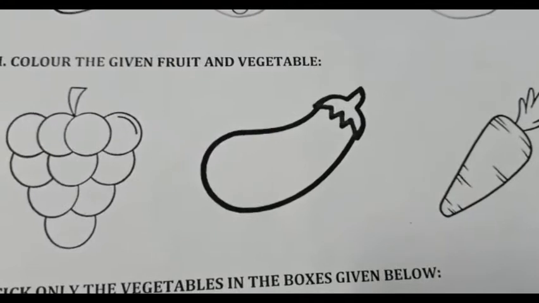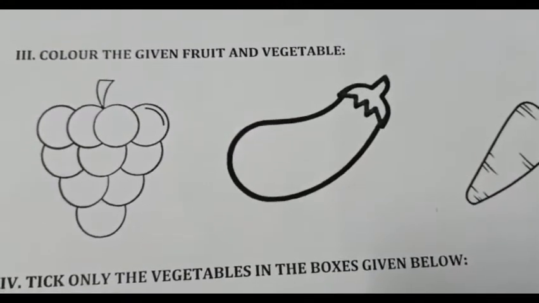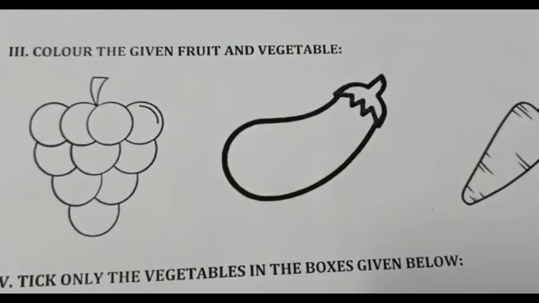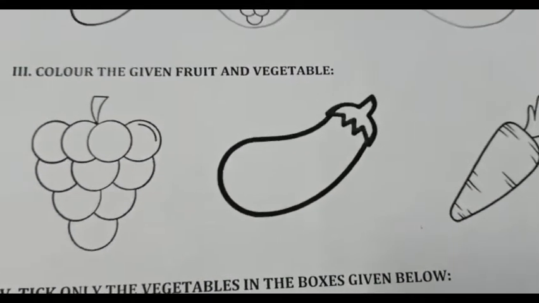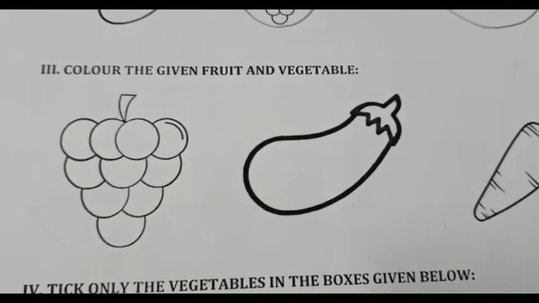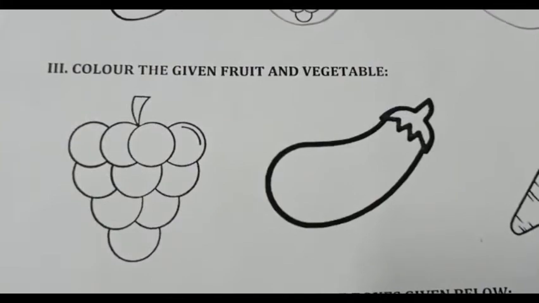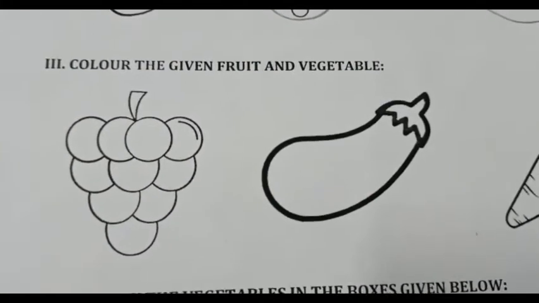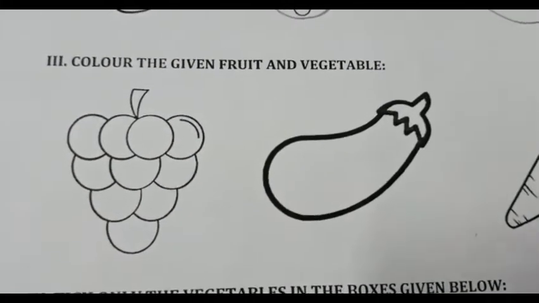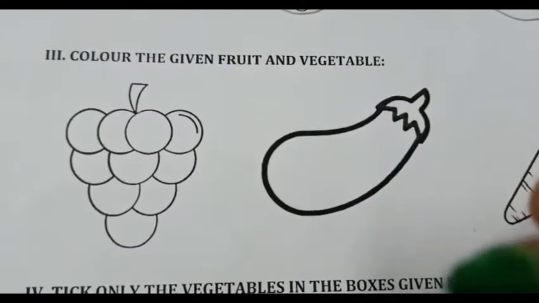Children, here in this section, we are going to color the given images. Yes, what is the first image given? It's grapes. So we are going to color grapes either green color or purple color. But here teacher is going to use green and color the grapes green in color.